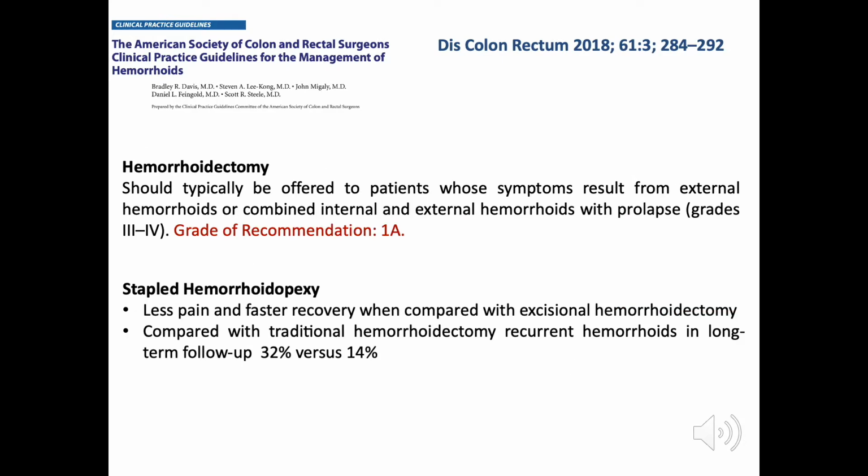Hemorrhoidectomy should typically be offered to patients with symptoms resulting from external hemorrhoids or combined internal and external hemorrhoids with prolapse, grade 3 and 4 of the Goligher classification, grade of recommendation 1A. Stapled hemorrhoidopexy shows less pain and faster recovery when compared with excisional hemorrhoidectomy, but with a higher recurrence rate at follow-up.